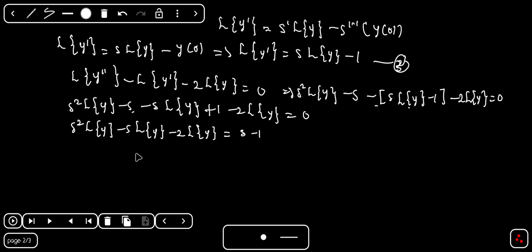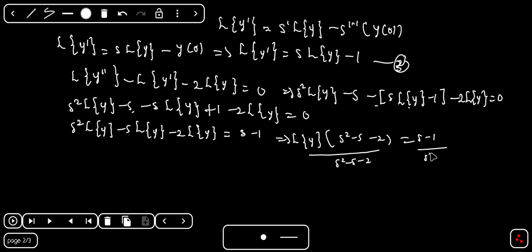So the next thing I'm going to do here is to factor out the Laplace transform of y. If I factor out the Laplace transform of y, I'm going to have Laplace transform of y, then into bracket s raised to the power of 2 minus s minus 2, which is equal to s minus 1. Okay, and then the next thing I'm going to do is to divide both sides by s raised to the power of 2 minus s minus 2. So this and this will cancel each other. So we have the Laplace transform of y, which is equal to s minus 1, then over s raised to the power of 2 minus s minus 2.